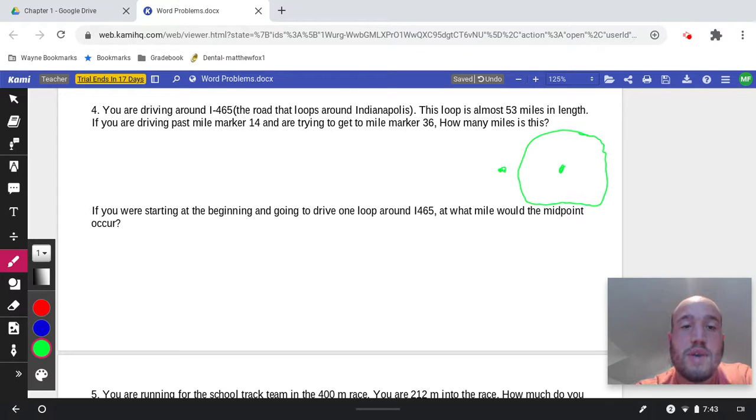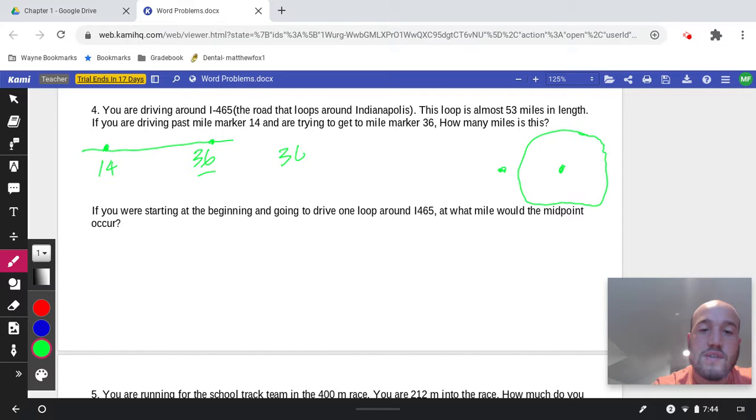It says you're driving past mile marker 14 and trying to get to mile marker 36. How many miles is this? Even though it's a circle, we can also think of it just as a straight line because you are constantly moving forward on this. So from 14 to 36, all we have to do is take the farthest one, 36 minus that 14, and we have 22 miles to go.